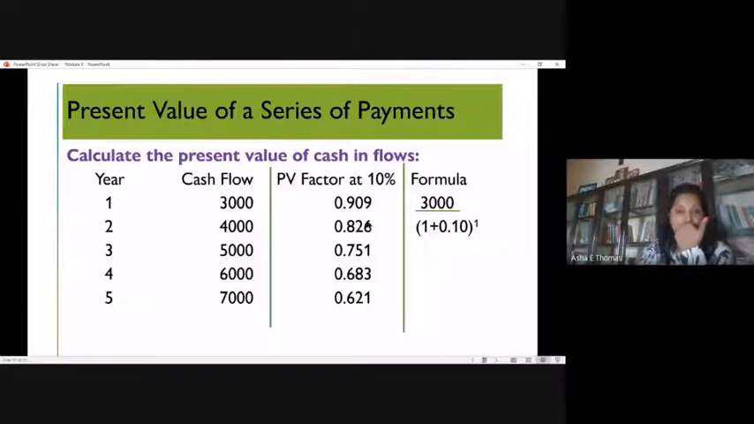We can take the value, and this 0.909 indicates that the value of 1 rupee is depreciated after 1 year to 0.909. That's what it says. After 2 years, the value of 1 rupee is 0.826. So that's depreciating. After the fifth year, the value of 1 rupee is 0.621 at 10%, if I'm expecting the discount factor, the rate of interest, to be 10%.